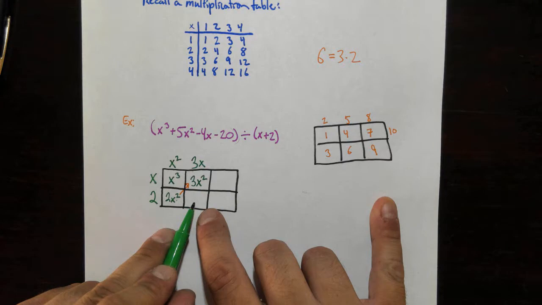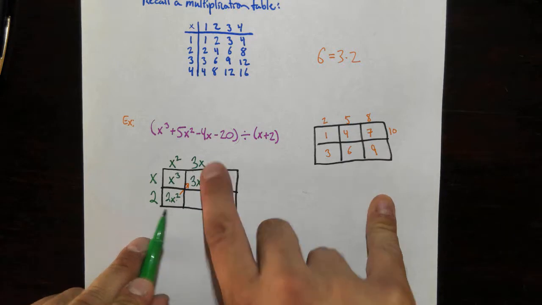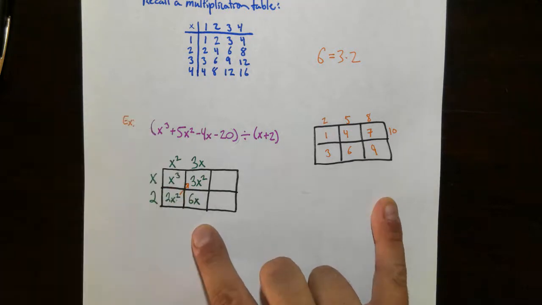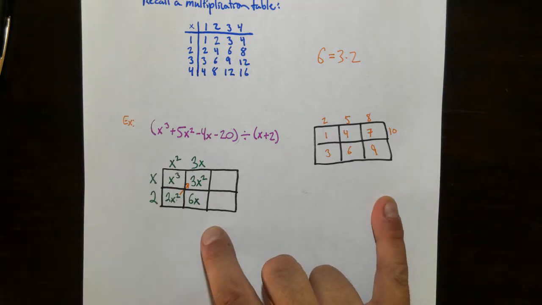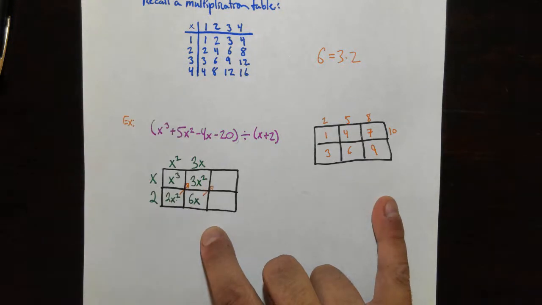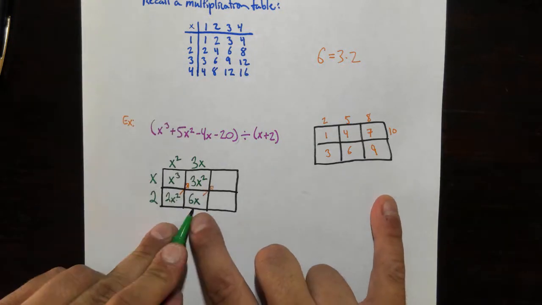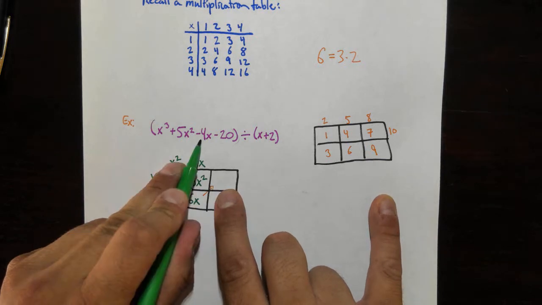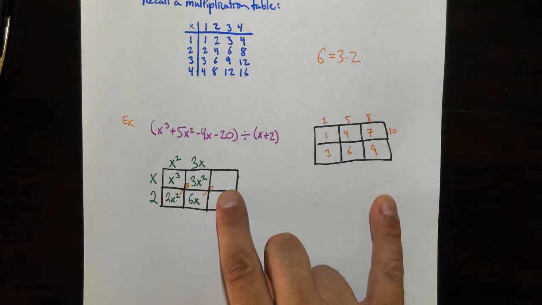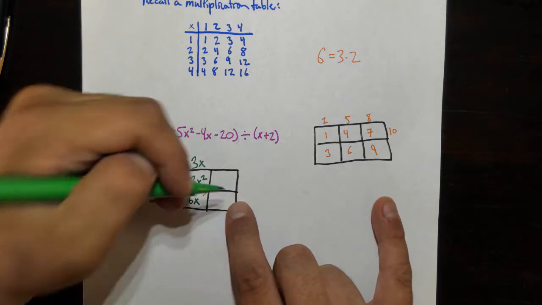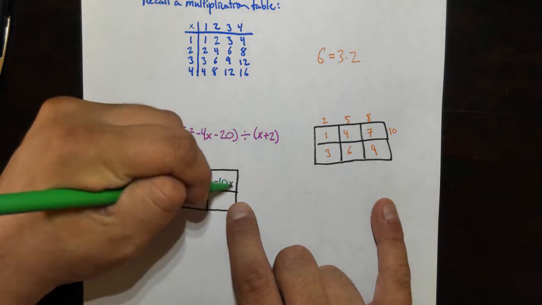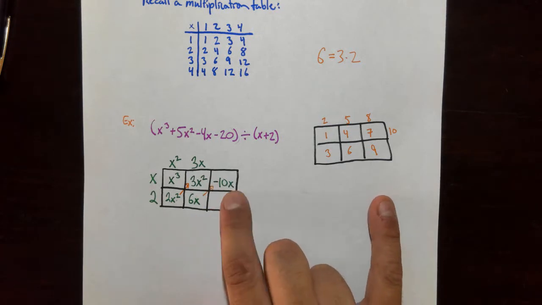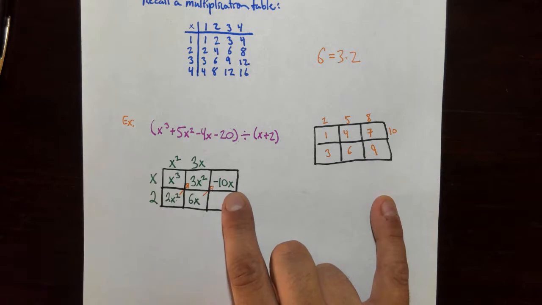And now we can fill this one out. So 3x times 2 is 6x. And then now that we've filled that out, we want to go diagonally yet again, and we're thinking addition. So we have 6 x's. We want to know how many x's we need to get negative 4 x's. So let's think how many x's we'll need. We'll need negative 10 x's, right? Because 6x minus 10x gives us negative 4x.